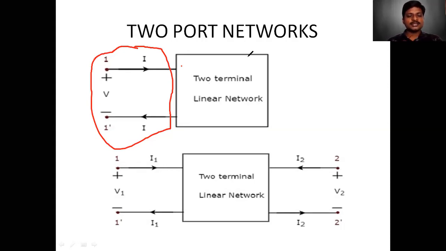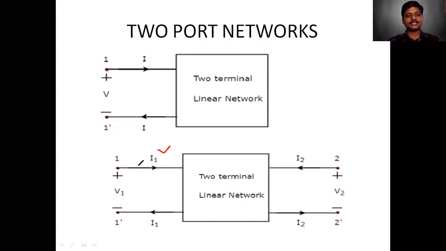So a one-port network means it has a pair of terminals, so you call it a one-port network. Now we will be looking into a two-port network. So here is the two-port network. A two-port network has four terminals, or you can say two pairs of terminals.